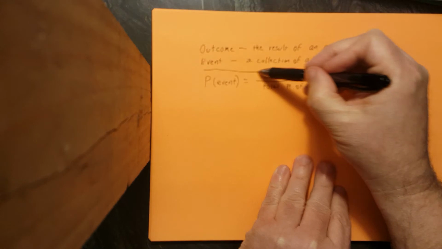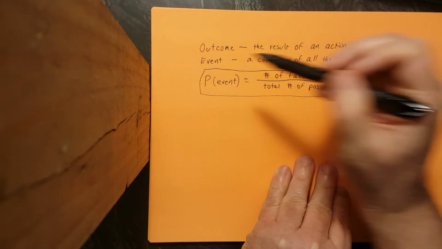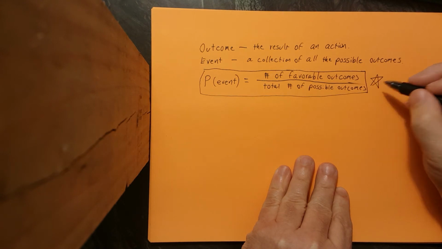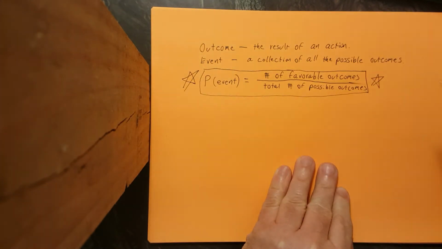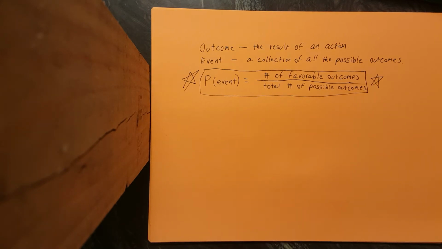This is the most important thing you're going to learn this chapter. Yes, you need to write that down in your notebook. Maybe put a star by it, because that little formula right there will help you with all the problems in this chapter. The number of favorable outcomes over the total number of possible outcomes.